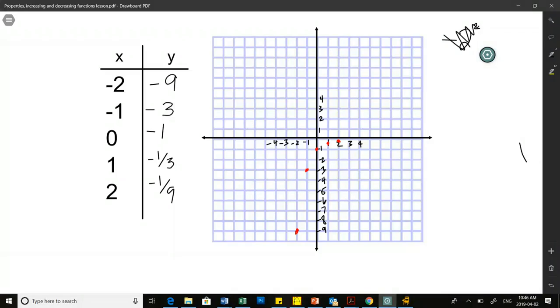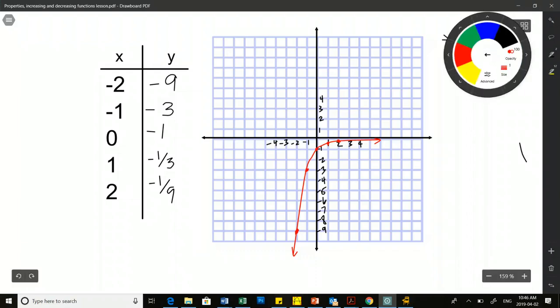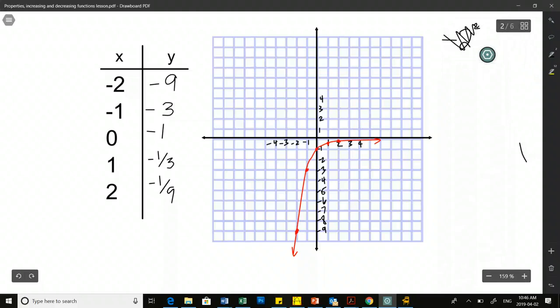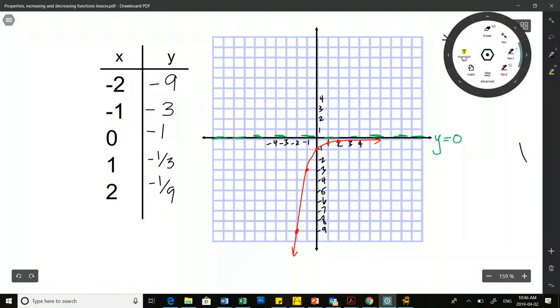Okay, so I think if we connect the points here, it looks like it's going up, and then we have that asymptote again along y equals 0, so it kind of approaches that asymptote, which happens to be the x-axis in this case, but it won't touch or cross over this line, so y equals 0.